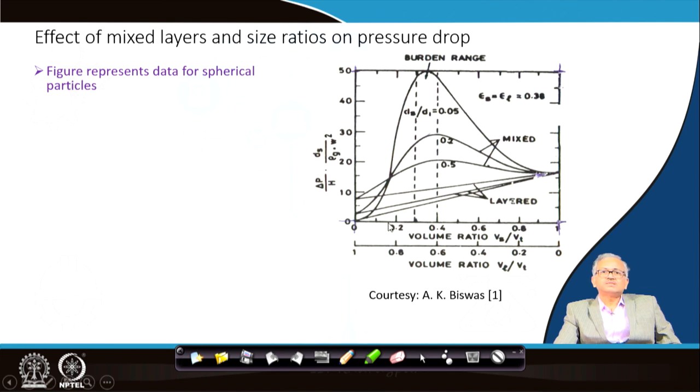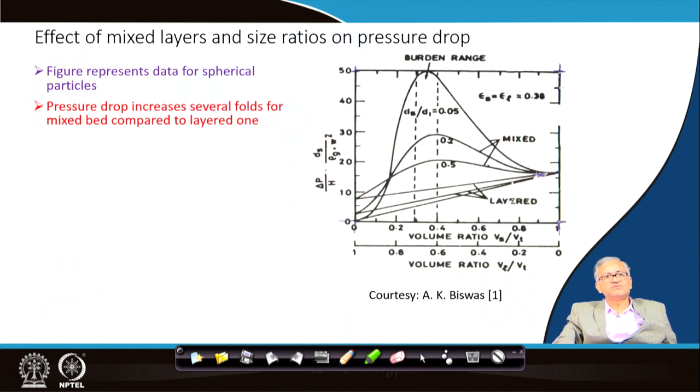So then in the layer structure, pressure drop increases as you increase the fines, but it linearly increases, right, from here to here. But when the fine and the coarse are mixed up, then you can find there is a shooting up of the pressure drop at a certain volume fraction of the fines. So at 30 to 40% volume fraction of fines, you can find that there is a shooting up of the pressure drop. In a mixed bed, the pressure drop suddenly shoots up when the fine fraction is 30 to 40%, right? So this is a very important observation from here. The pressure drop increased several folds for the mixed bed compared to the layered one.